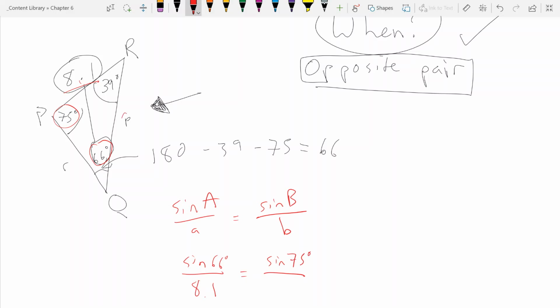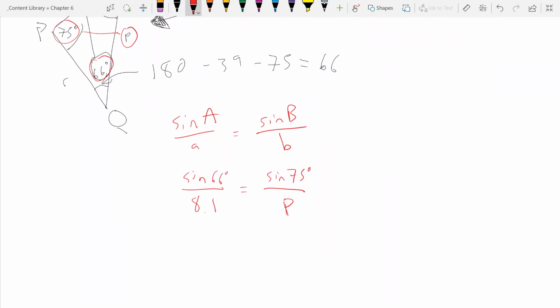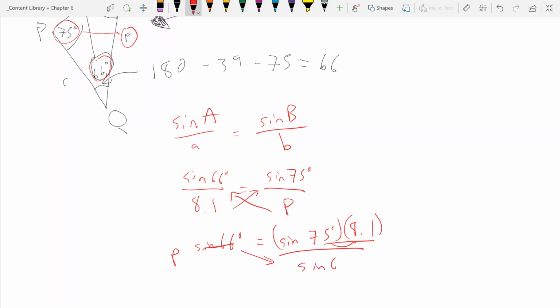Okay, and I don't know what side P is. It's the opposite, so I'm going to just call it P, so I remember which one it is in the diagram. Now what I need to do is rearrange so P is isolated. So I'm going to do a little cross multiply action. So I get P sine 66 equals sine 75 degrees, 8.1. Be very careful. Some students will write the 75 next to 8.1 and actually multiply that before they do the sine. Don't do that. Separate it with brackets so you remember. Then I'm going to move this to the other side and divide it out, and it's going to become this.